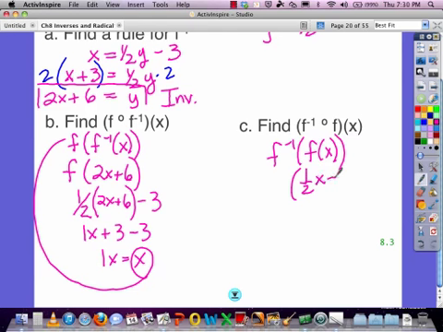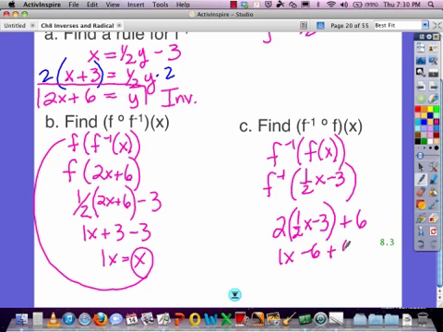1/2 x subtract 3. That number now has to go into the inverse equation wherever there's a variable. Our inverse equation is sitting up here, top left, 2x plus 6. So we're going to put down 2 times, there's our number, 1/2 x subtract 3, and then plus 6. All right, let's do the math. 2 times 1/2, again, 1x. 2 times -3, -6. Plus 6, add those together, we get a 1x.